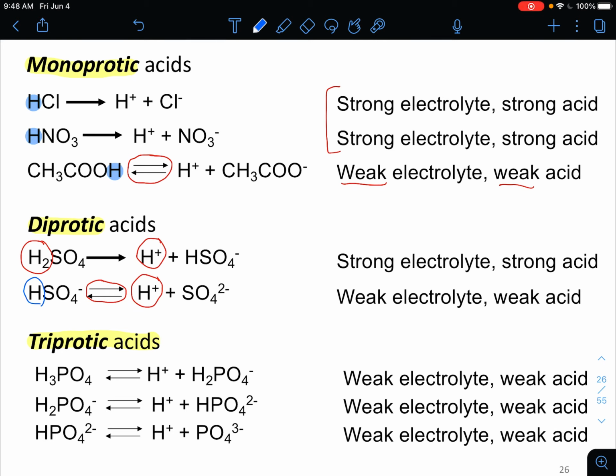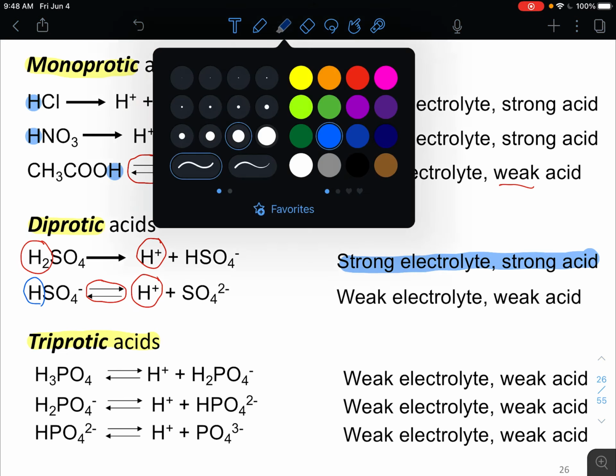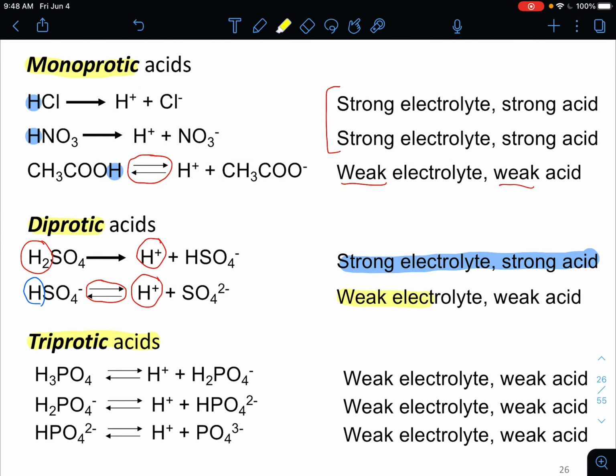So here we'd say that sulfuric acid is a strong electrolyte, strong acid for the first deprotonation, that's 100%, but the hydrogen sulfate ion doesn't break down all the way, so that would be a weak acid and a weak electrolyte.